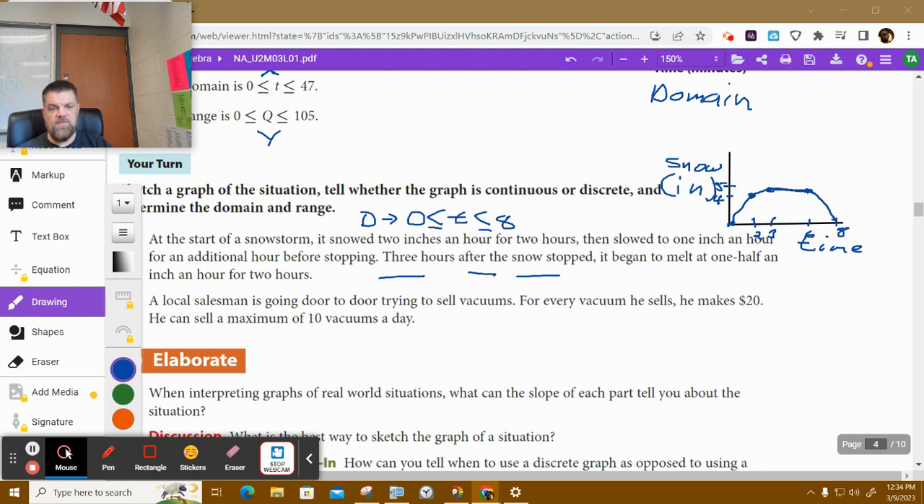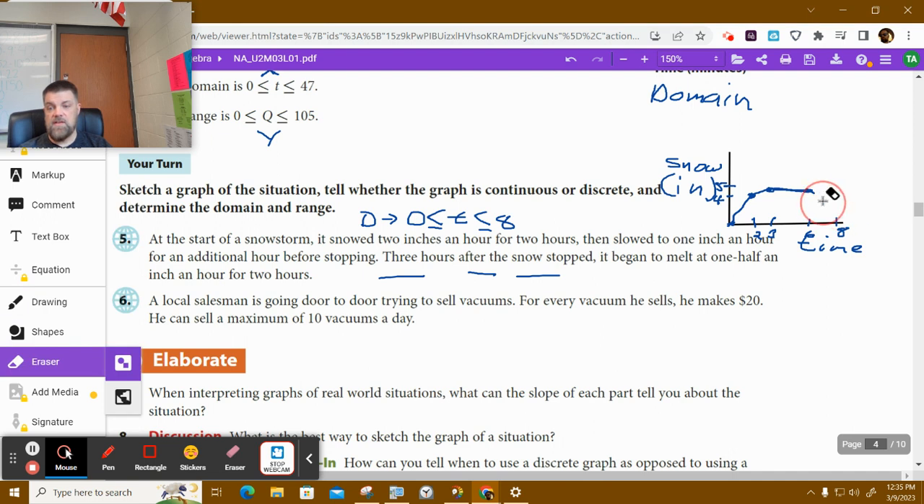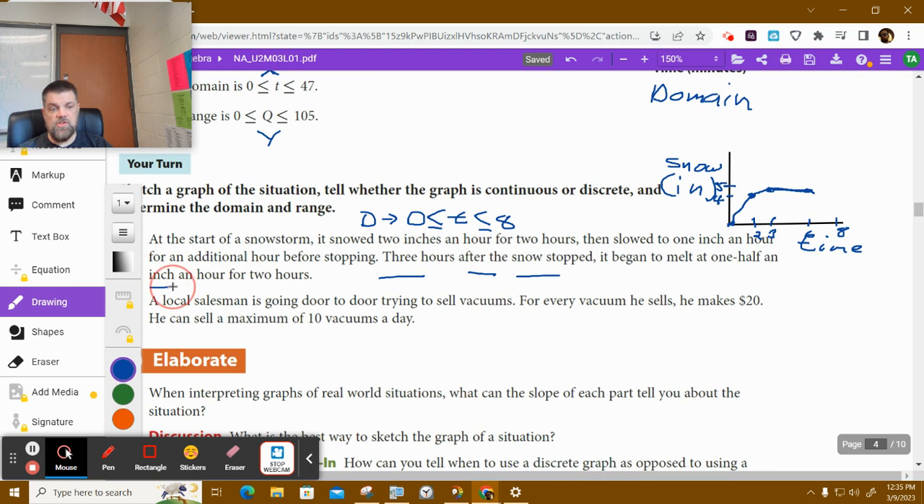Then it stopped snowing for 3 hours. Okay, so that stayed at 5 inches, and then it slowly melted at a rate of 1/2 an inch for 2 hours. Oh, wait a second. It's 1/2 an inch an hour, so in 2 hours it only melted an inch. So I'm not quite accurate on my graph here. If it only melted 1/2 an inch for 2 hours, it just came down 1 inch. So it went like this, and that's where the snow was. The snow was at 4 inches.